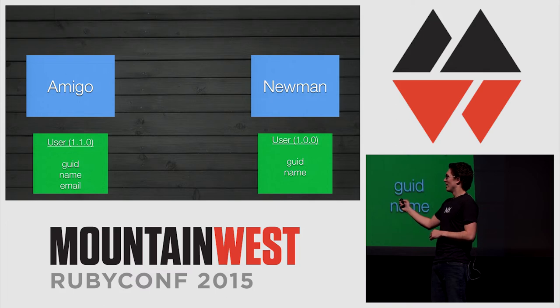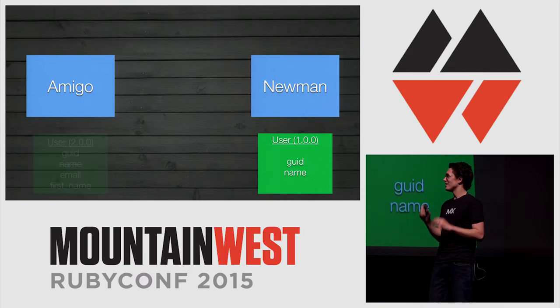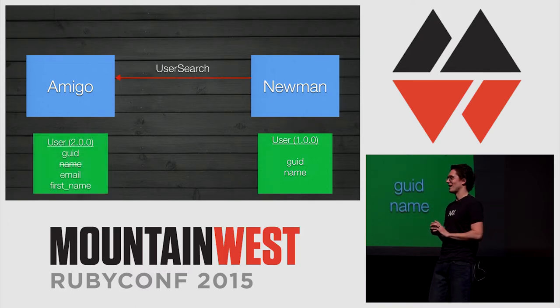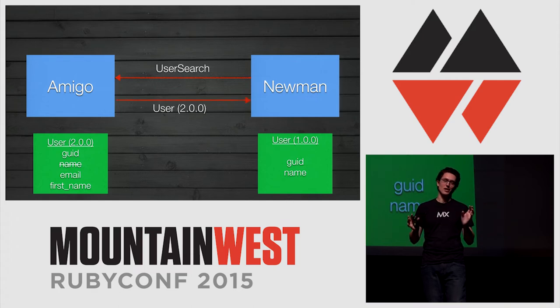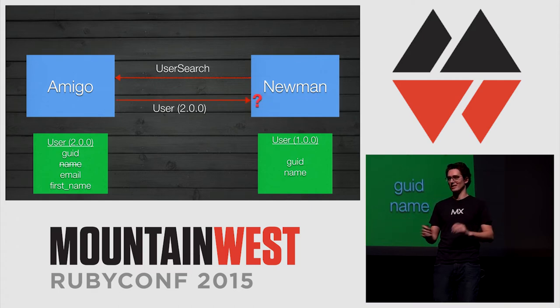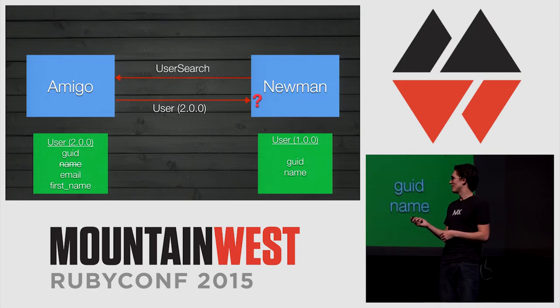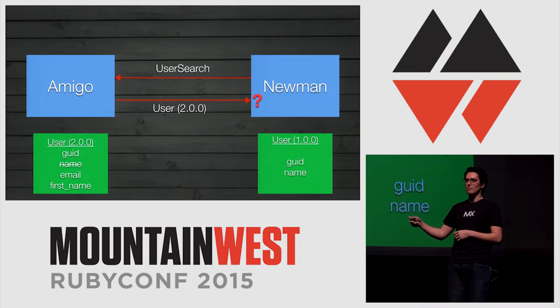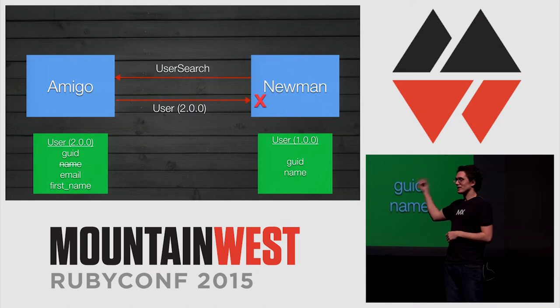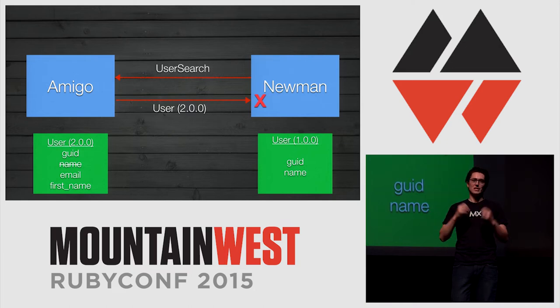So we do that change, and then, don't you know it, the product team decides having a single name field is not awesome enough. We need a first name and a last name separately. So you can imagine we release a version 2.0 of Atlas. We no longer have a name field. Now we have a first name field and presumably a last name field. And now, when Newman gets back this user 2.0 object, it's going to break.